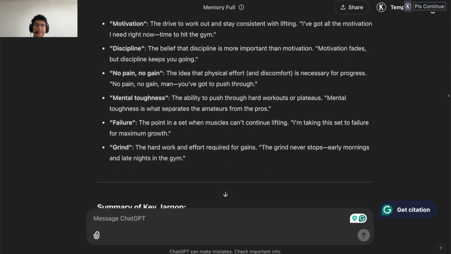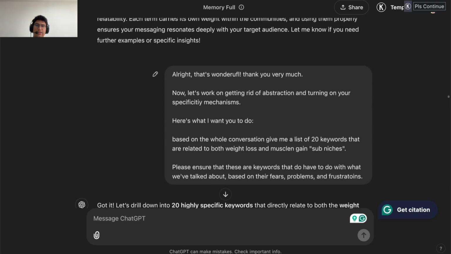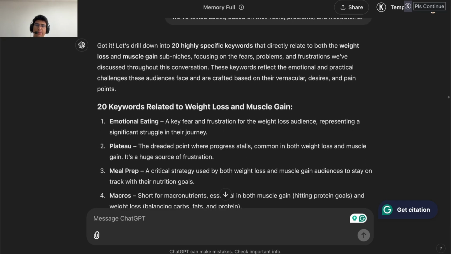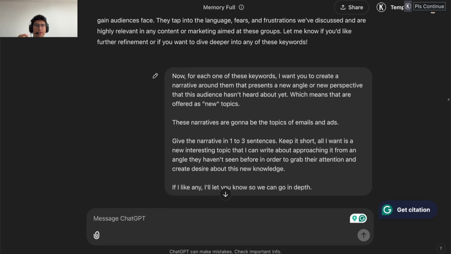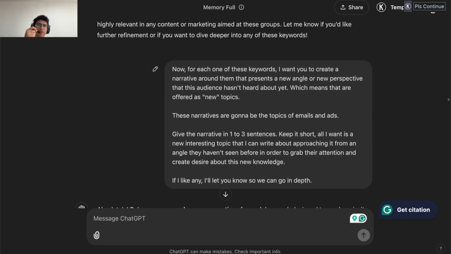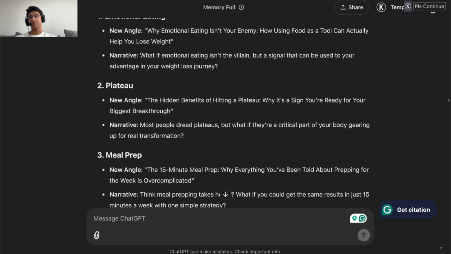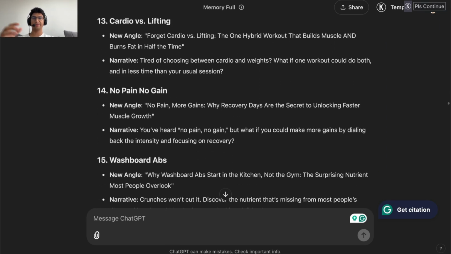So the next thing would be, let's get rid of abstraction. And here's what I was telling it to do. Give me 20 keywords that are related to both weight loss and muscle gain, because we're gonna need them for this. Now, for each one of these keywords, I want you to create a narrative around it that presents a new angle or a new perspective that this audience hasn't heard about yet, which means they are offered as new topics. The reason for this is, remember that as human beings, we are always looking for that new thing that we haven't discovered, because we believe if it's new, then it's the thing that we can finally use to solve our problems, right? Now it's gonna give you many different angles that you can use, blah blah blah. You can basically pause the video and have a look by yourself.